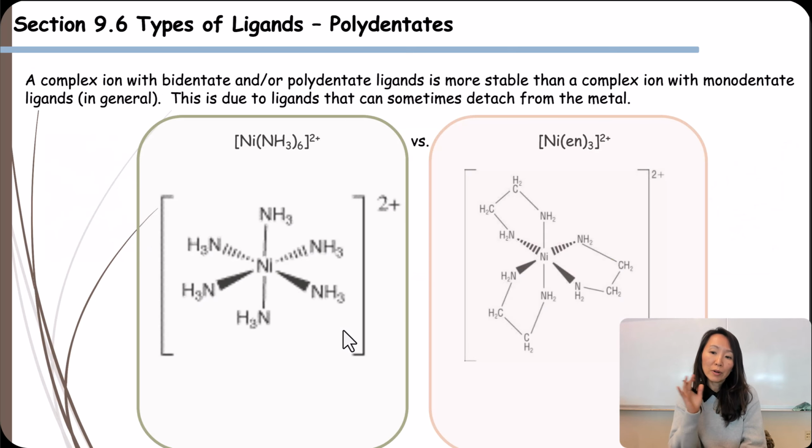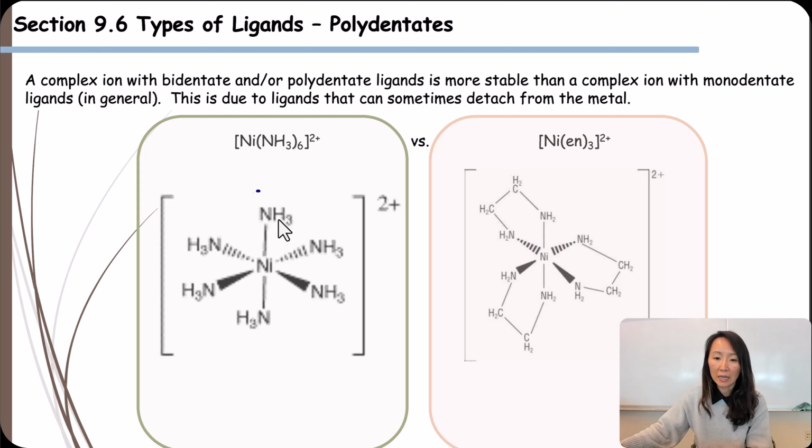Now, I do want to compare the difference between something with a bidentate or polydentate versus a monodentate. One is more stable than the other. So let's look at this. Does this one have a monodentate, bidentate, or polydentate? Hopefully you were able to say mono, because all the nitrogens that are attached are not connected to each other, but rather they're by themselves. These NH3, also in your reference sheet, you'll see the ammonia is a monodentate. So this ligand is a monodentate.